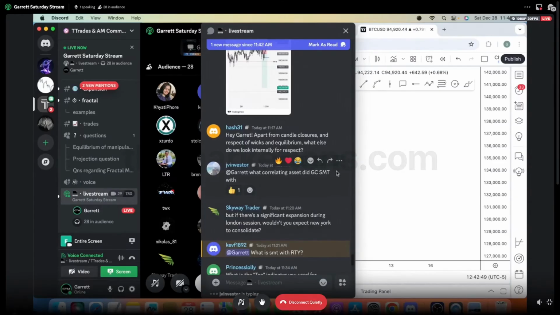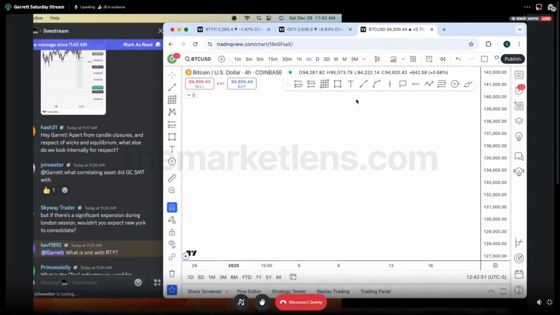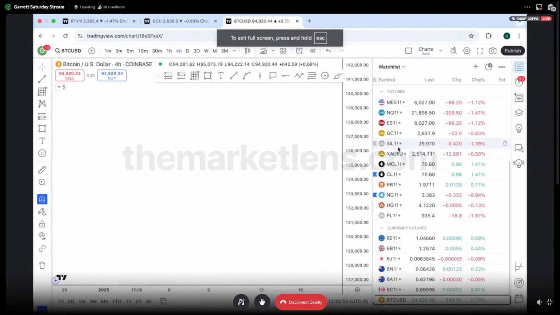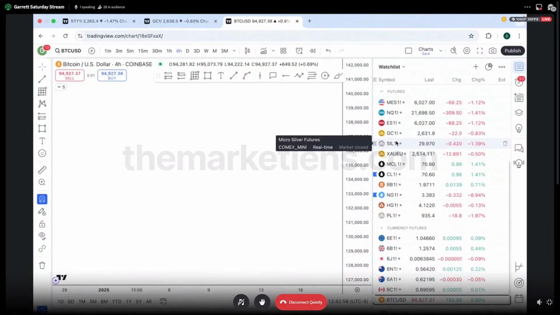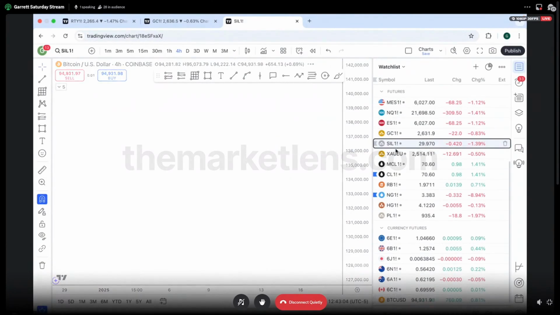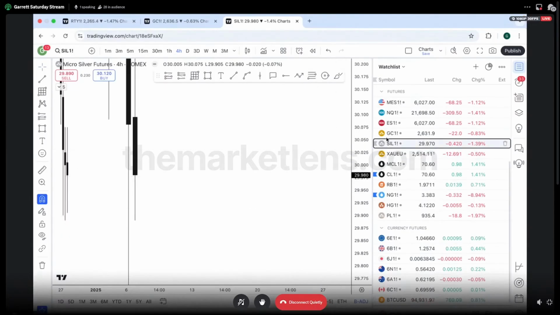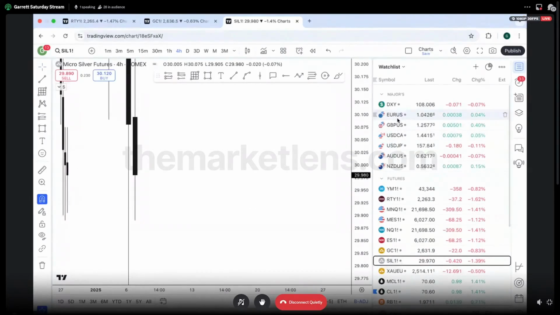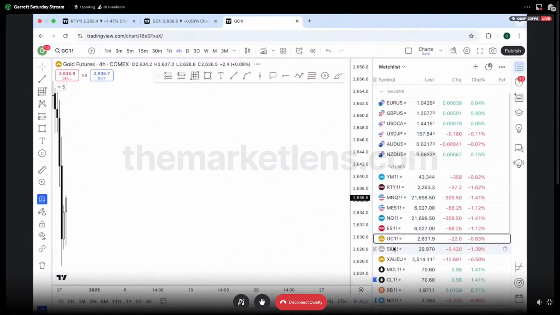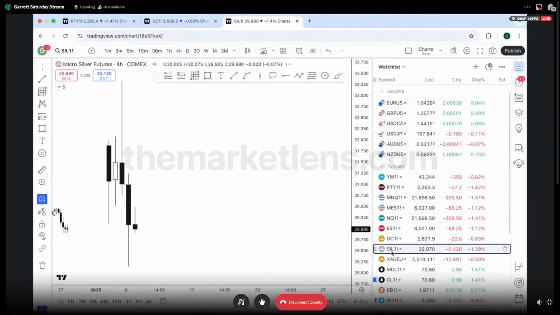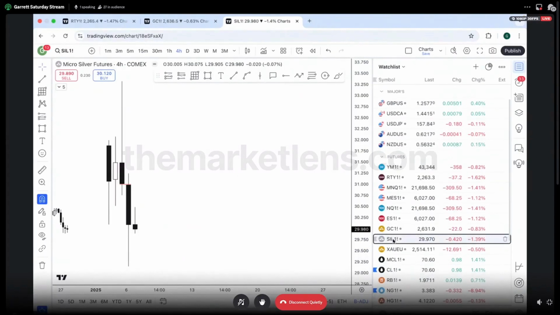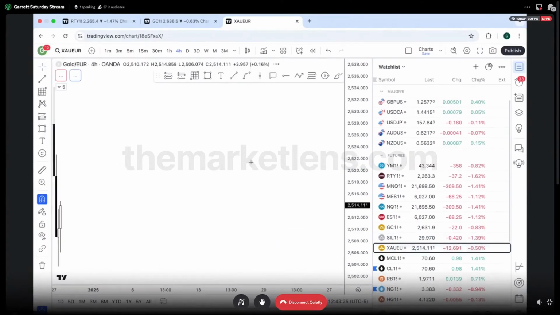What correlated asset for GC? Oh yeah, so for gold, there's two I use. It doesn't matter which one is the correlated asset because remember, SMT is just a confluence, right? So I can use both of these assets. Just like if you're going to trade, let's say EU, you can use GU or DXY. For gold, you can use silver, and that is going to be this ticker right here.